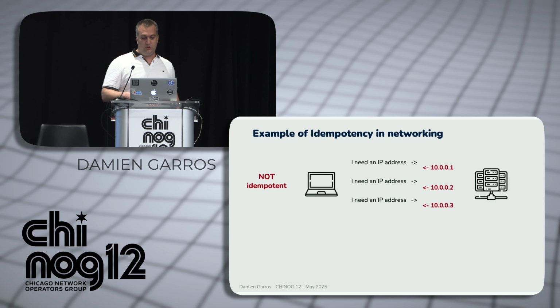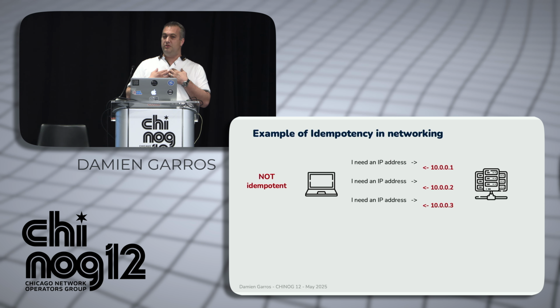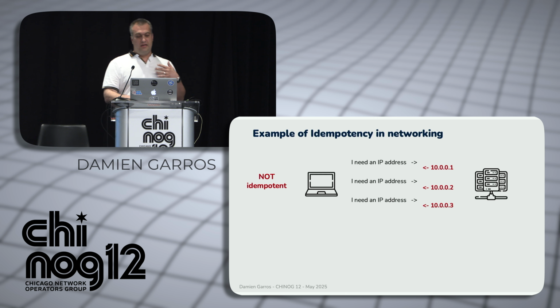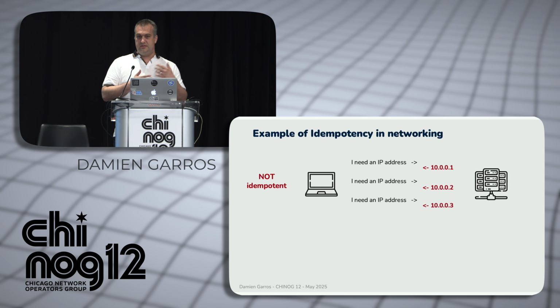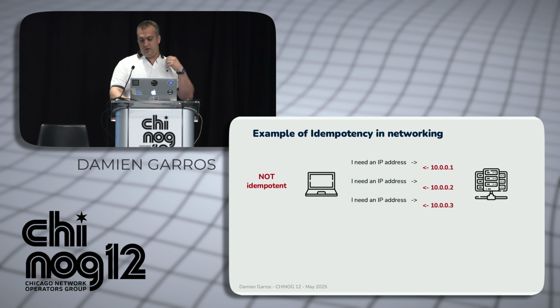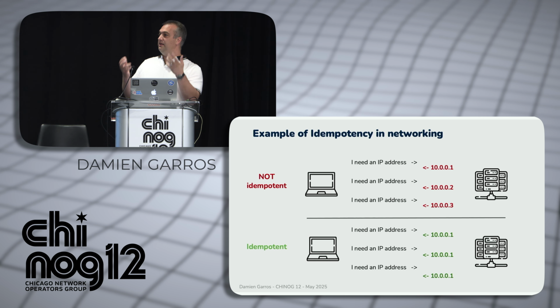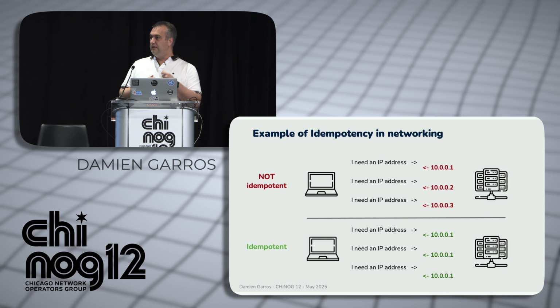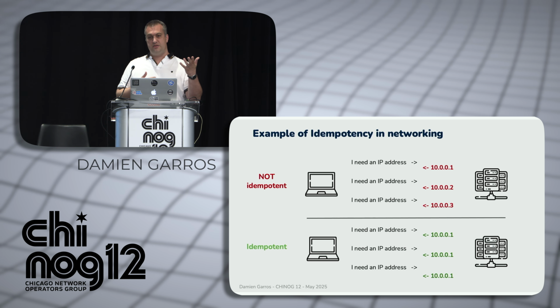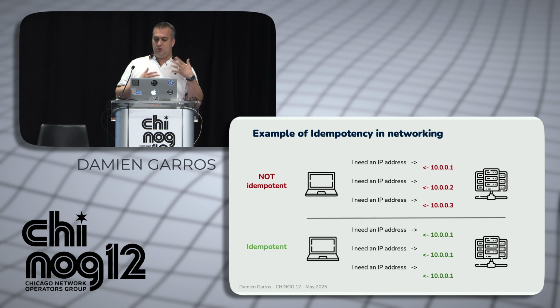So just an example: DHCP is, to me, the best example of idempotency. As a client, if you have a client that is not idempotent, it will ask for an IP address three times and get three different IPs. Whereas, because DHCP is idempotent from the client's point of view, the client just makes three requests, and then you always get the same IP. And here again, it's all about the state.